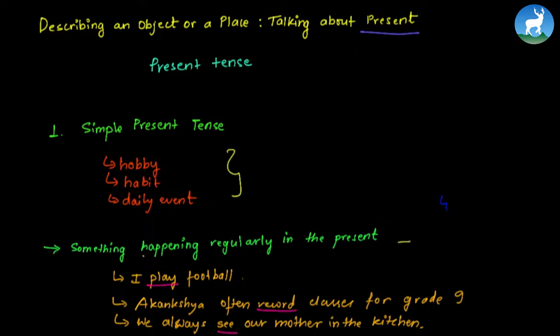It's happening right now, at this moment. So for example, I play football. I play football today. I played football yesterday, and tomorrow I'm going to play it as well. So I play football because it's happening regularly in the present. Akankshya often records classes for grade 9. I record classes for you, so I often record them. That's why it's happening in the present. We use the simple present tense for it.